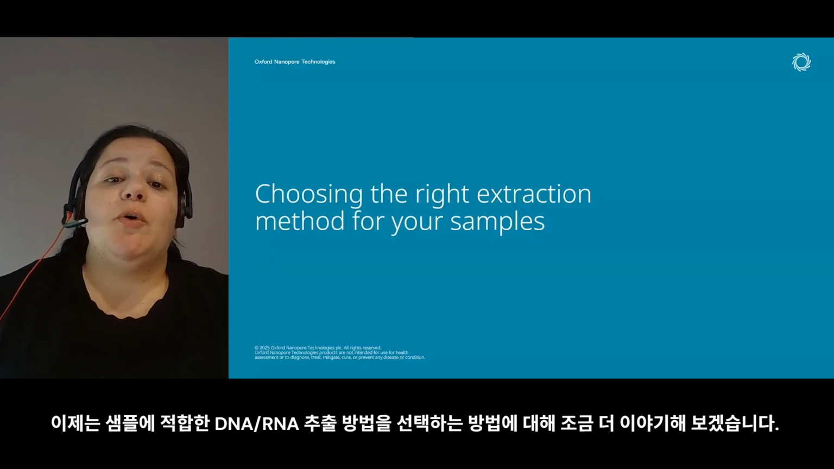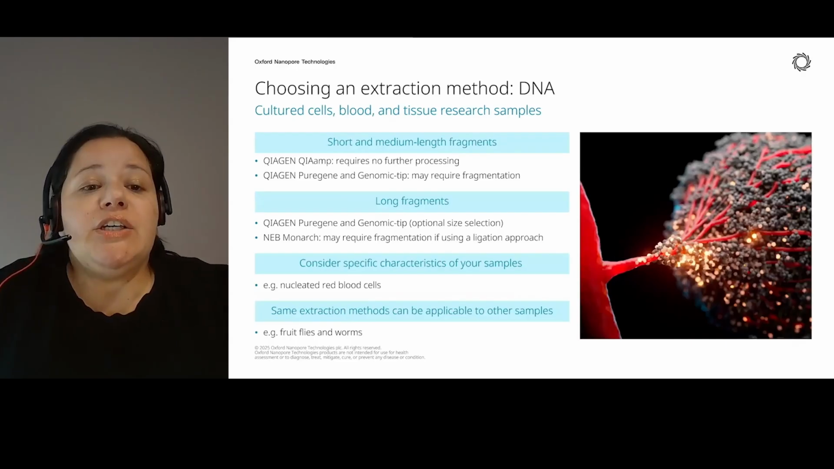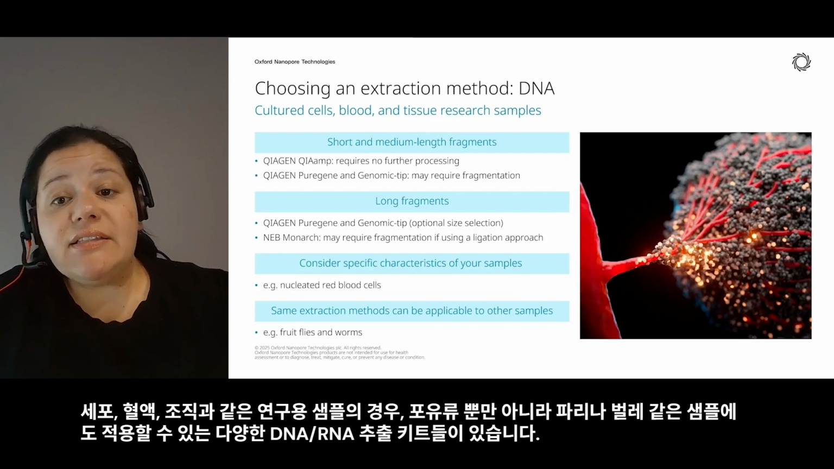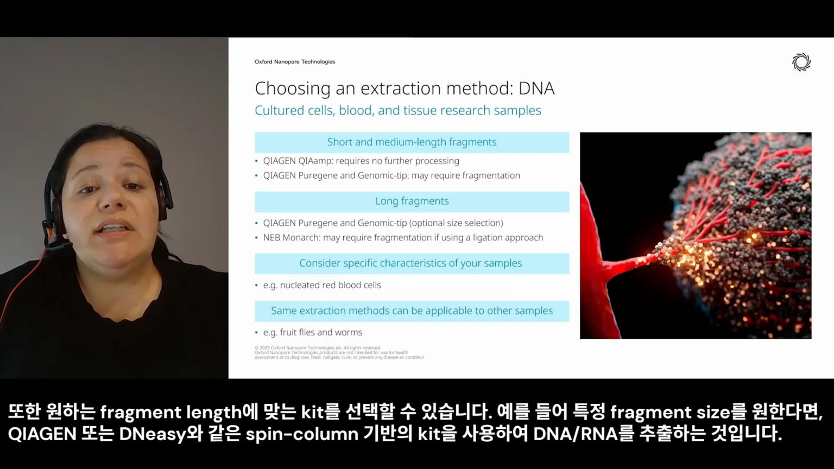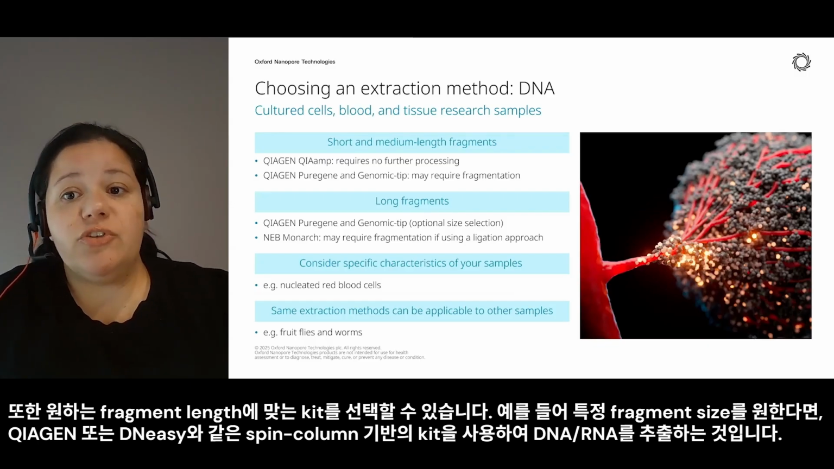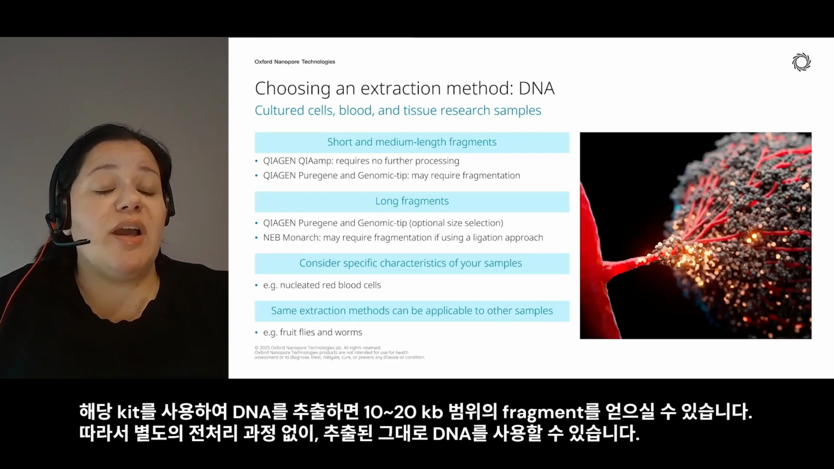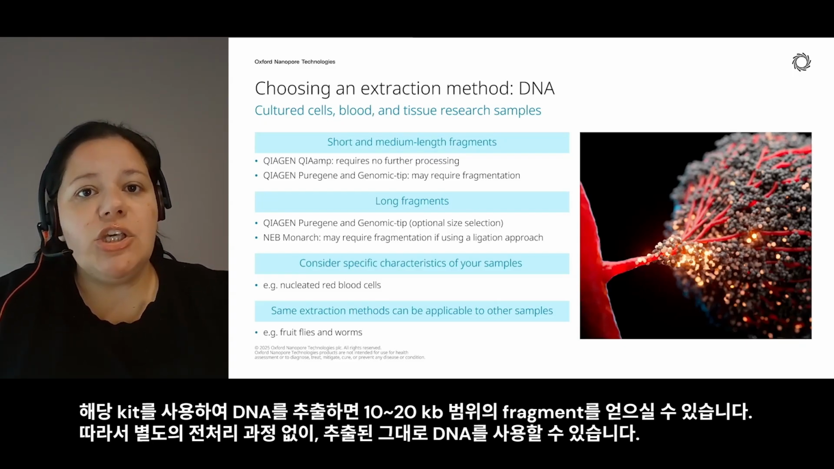Now let's talk a little bit more about how to choose the right extraction method. For research samples like cells, blood, tissue, you tend to have a variety of kits that work with pretty much all the samples, not just mammalian, but things like, for instance, flies or worms. And you can choose a kit that will allow you to get fragments within the range you want. So for instance, if you are interested in shorter fragments, my recommendation would be to use a spin column-based method like QIAamp or DNeasy, which will result in fragments within the 10 to 20 kb range. So you don't need to process your sample any further. You can just use it as it is from the extraction.